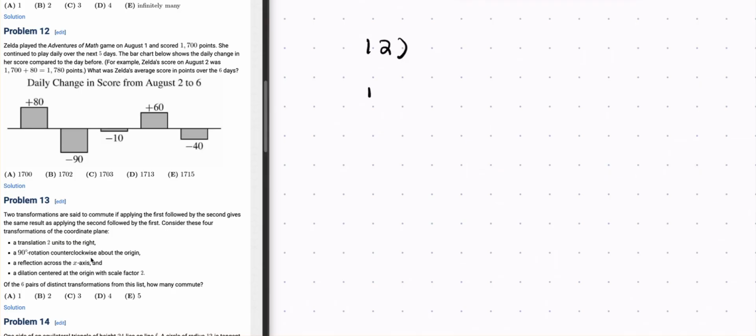So she started with 1,700 on August 1st, and her score changes 5 times. The first time it's 1780, then subtract 90, it's 1690, minus 10 again, it's 1680, plus 60, it's 1740, and then lastly, subtracted by 40, it's 1700. Now let's look at these.